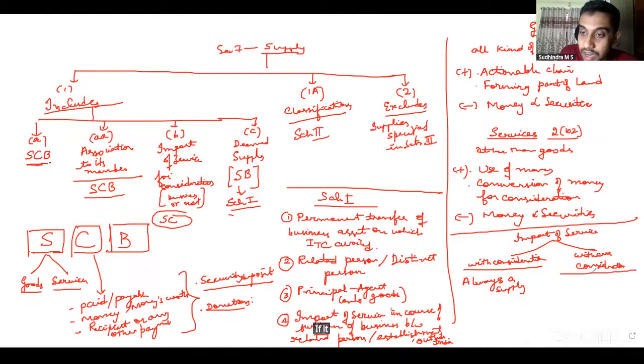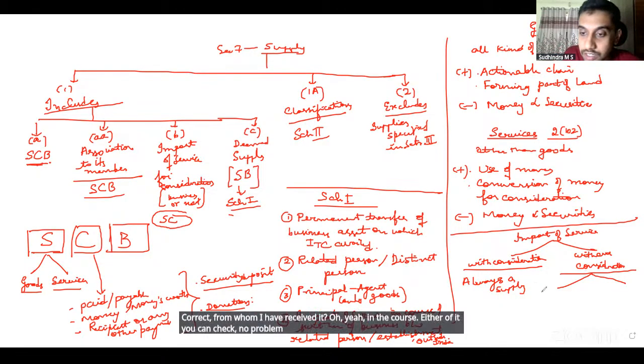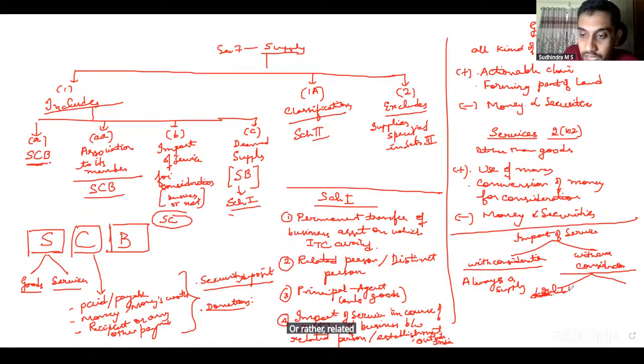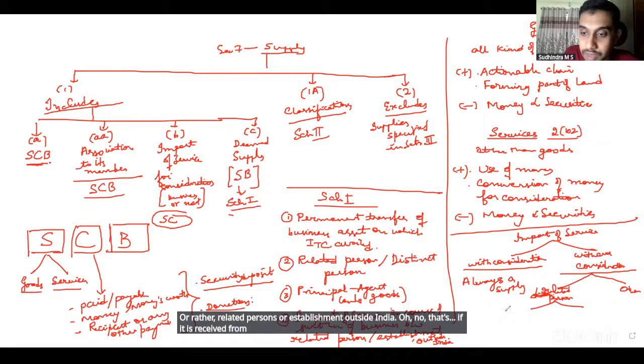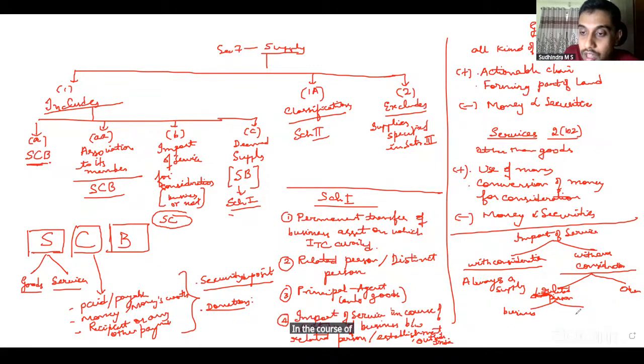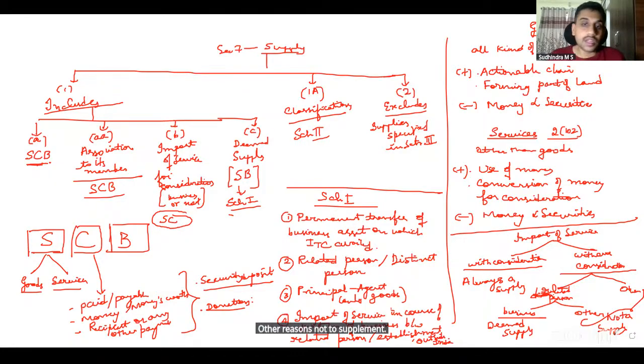If it is without consideration, then I have to see from whom I have received it, in the course of business. If it is received from distinct persons, or related persons, or an establishment outside India, for what purpose? In the course or furtherance of business, it is a deemed supply. For other reasons, it is not a supply. Is that clear, everyone? Yes, sir. This is Schedule 1.